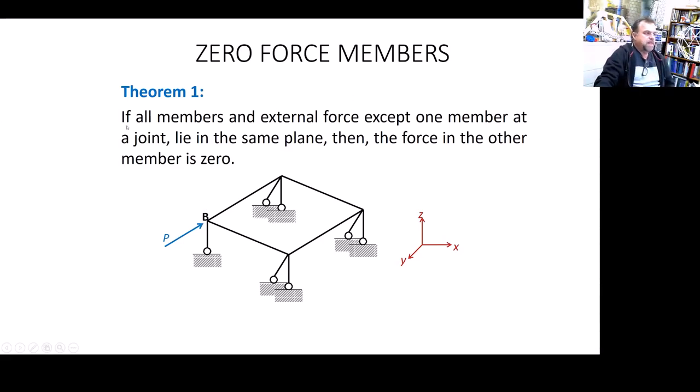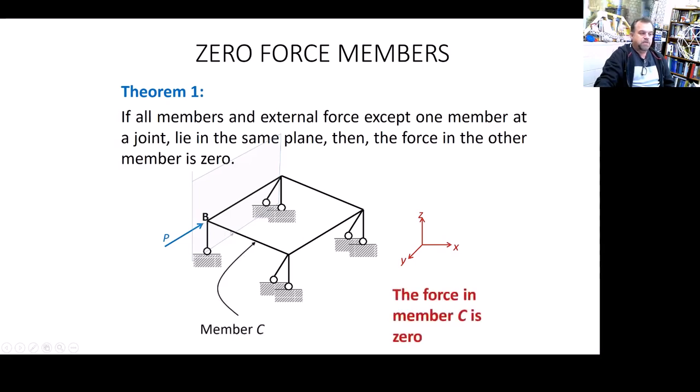The first one says, if all the members and external forces, all of them except one, are contained in the same plane, that one that goes out of plane should be zero. That is similar to the 2D case, where if you have two collinear members, the one that is not is zero. This is something similar, but now we're talking about planes. For example, if you look at the plane in the back of this 3D frame, you see this force P, this bar, and this bar, all of them are in the same plane, but there is one bar sticking out of the plane by looking at the joint B.